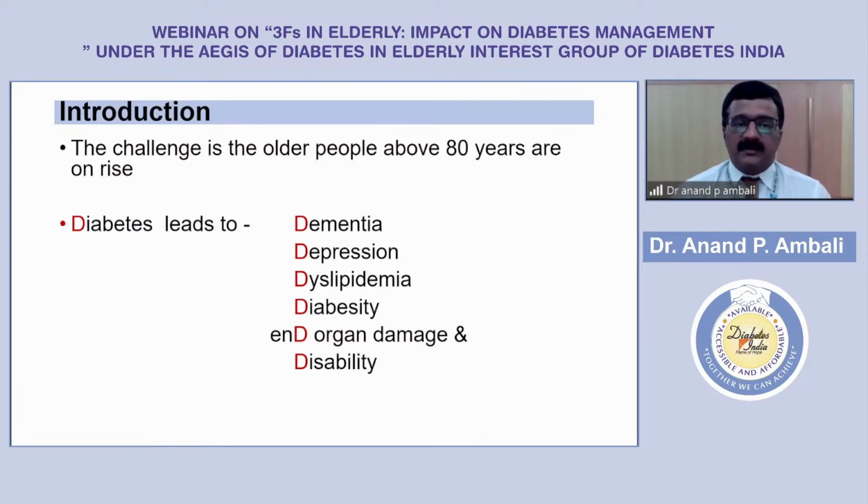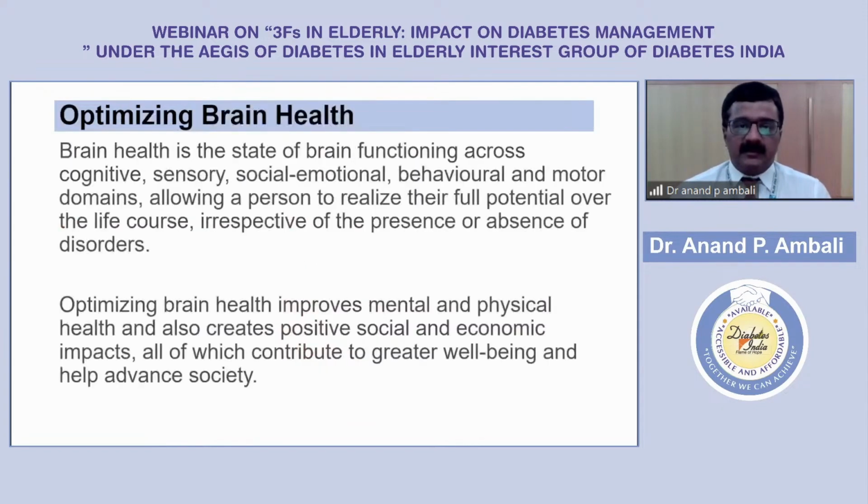So diabetes leads to dementia, further depression, dyslipidemia, end organ damage, and disability. A lot of importance has been given to all the Ds, from depression to disability, but not much was talked about dementia. So we will explore how it can be assessed and what can be done in the coming years.